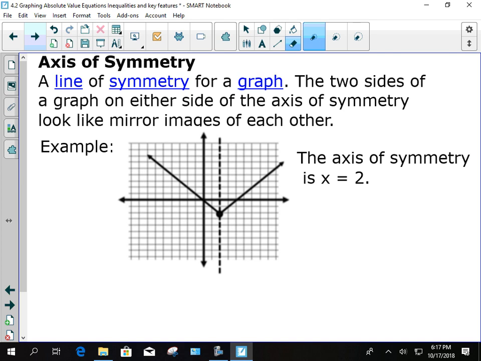Axis of symmetry. A line of symmetry for a graph. The two sides of the graph on either side of the axis of symmetry look like they're mirror images. So your vertex is your axis of symmetry. Right here, my vertex is at 2. It cuts the graph in half, which means this side is the same as this side. So I write it x equals 2. That's my axis of symmetry.